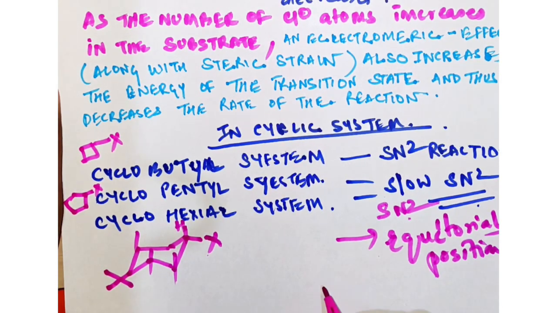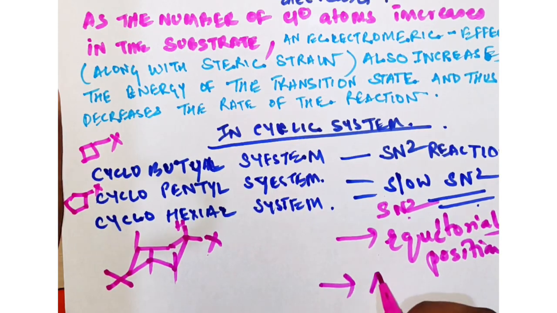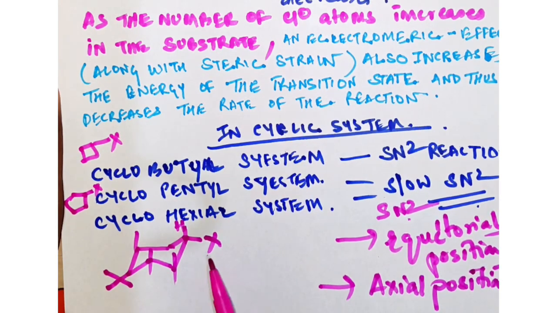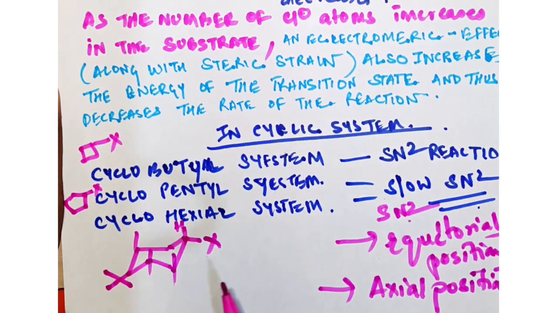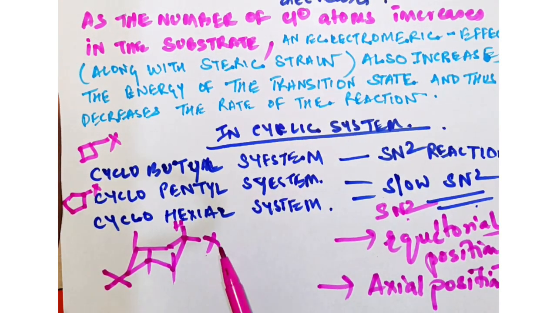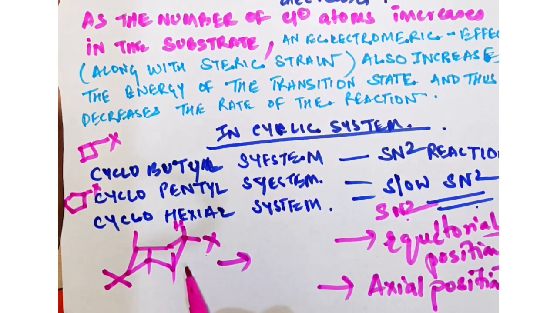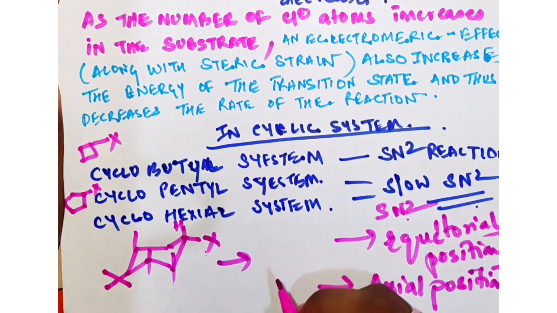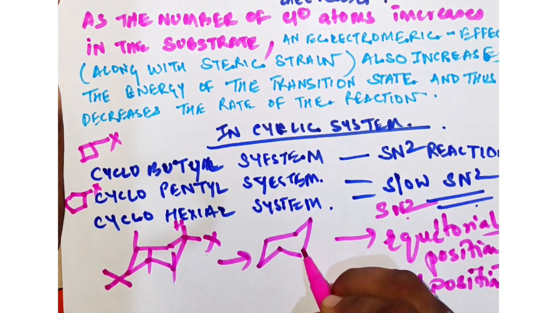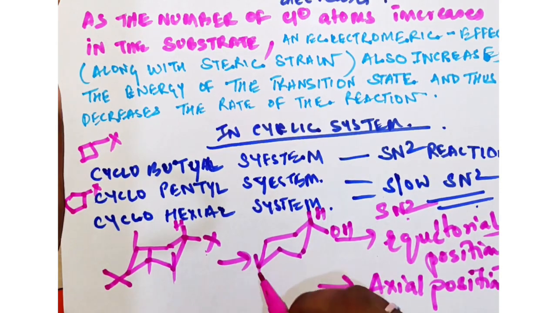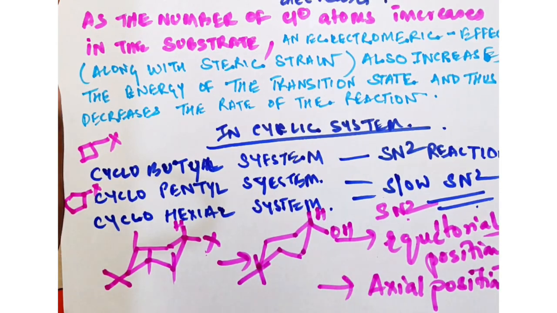The axial positions are more sterically hindered, plus there is steric strain in the axial position. Mostly they exist in the more stable form, that is the equatorial position. So in this case, in the equatorial position there will be a change, or you can say addition of the nucleophile.